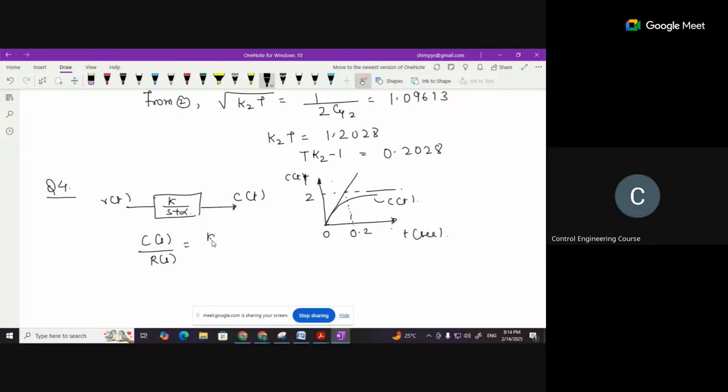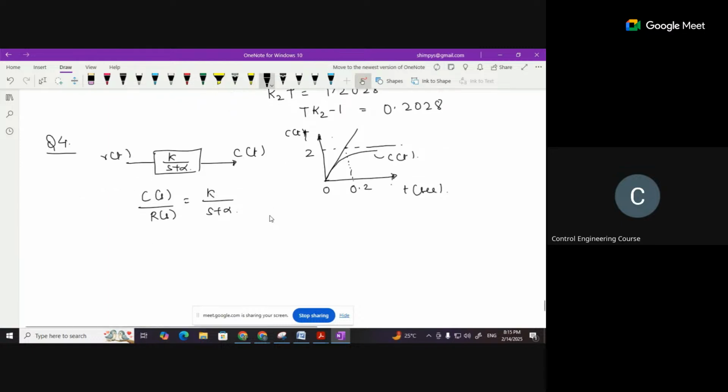Okay, so it will be K by s plus alpha, simply. And it is given that the response to a step input. So what is R(s) here? 1 by s. Correct. But you see the step response here. What is the magnitude given here? 2. Correct, so it is 2 by s. Both the things are interrelated.